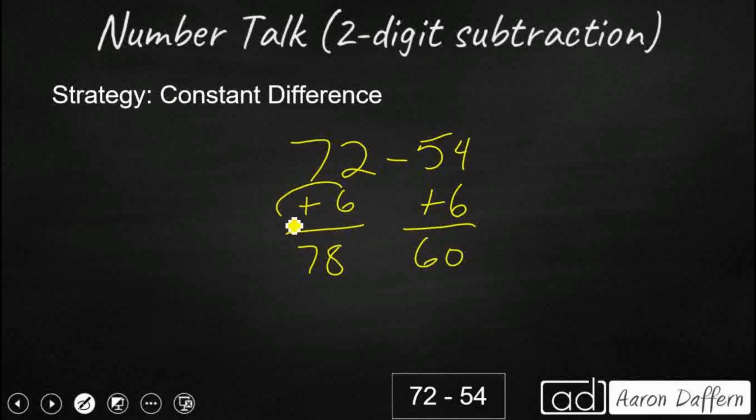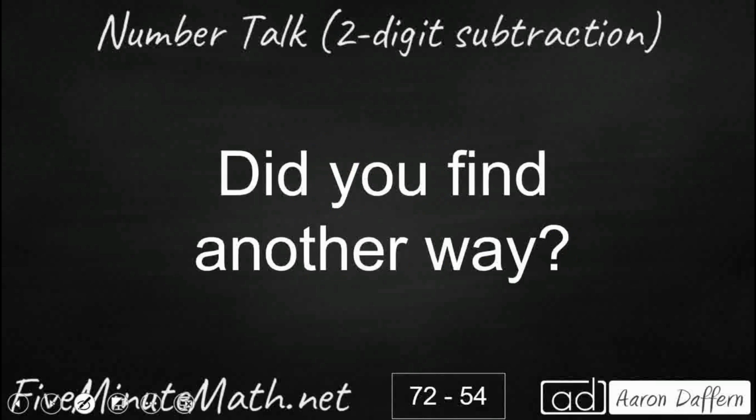Now this is a balanced expression because I added 6 to both terms, the minuend and the subtrahend, which means the distance between 78 and 60, which is my new problem, is the same as the difference between 72 and 54. So I have a new problem, and look at that. No regrouping required. So you can use that as another strategy.